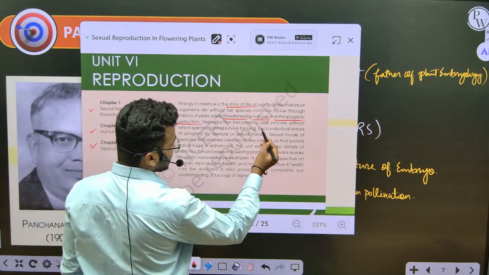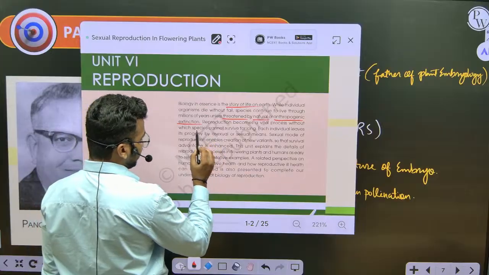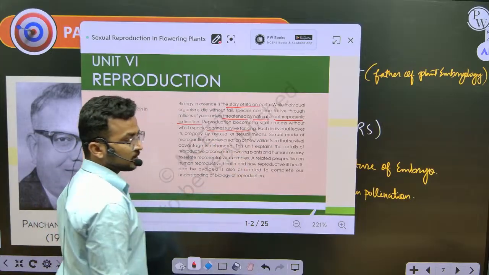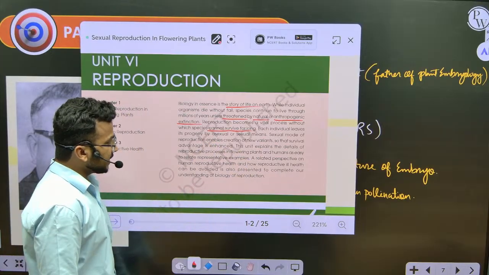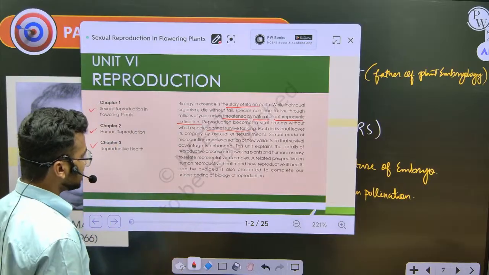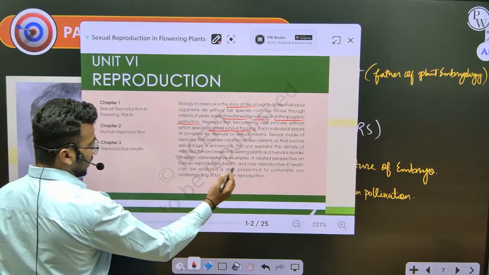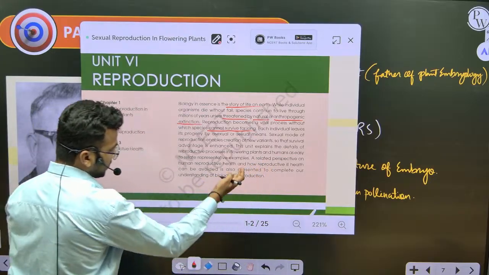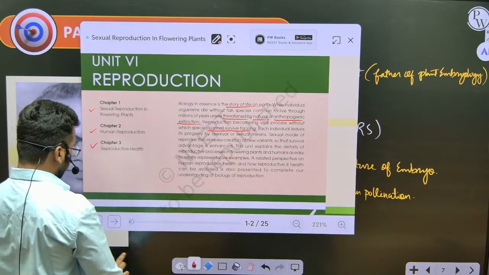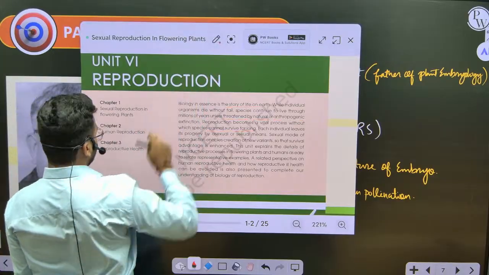Reproduction is the vital process without which a species cannot survive for long. So reproduction is the vital process which makes a species survive for long. That is what we have learned here. The chapter names and what we are going to study are given in detail below.